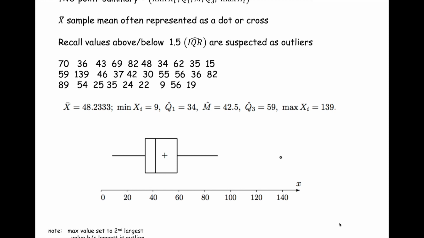The interquartile range is the difference between Q1 and Q3. Q1 hat is 34, so that's here, and Q3 hat is 59, right? So the minimum is 9. And then the maximum, that's an interesting calculation. You notice the maximum is 139, which is way out here, but this maximum is to the right of that whisker, right? So they consider this maximum 139 to be an outlier. And if you look at all these numbers here, well, you have like 56, 55, 62, 89, all of a sudden 139. It's an oddball relative to the others.